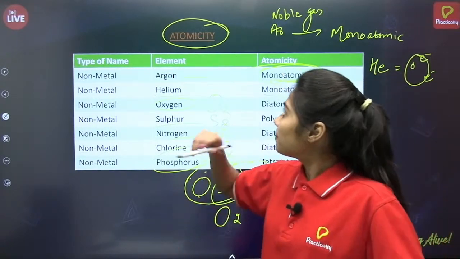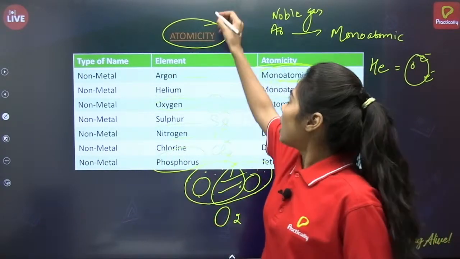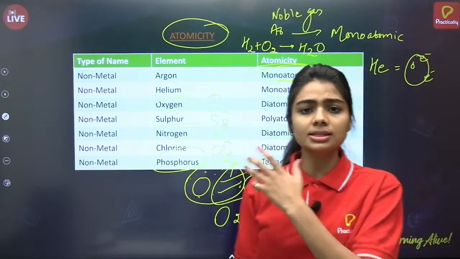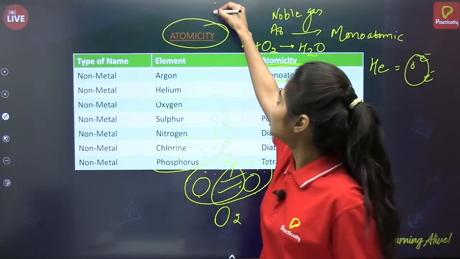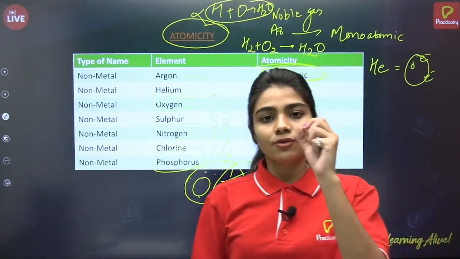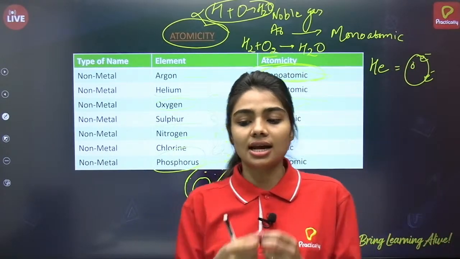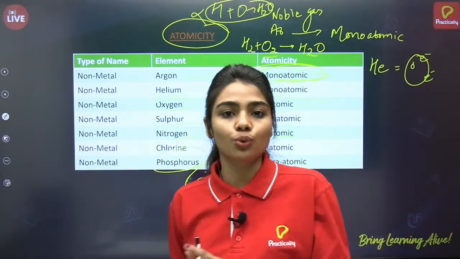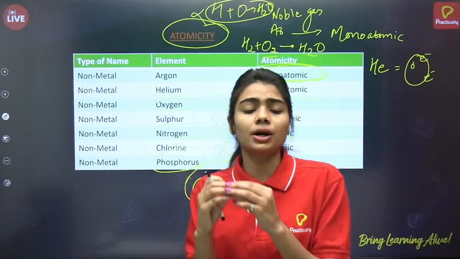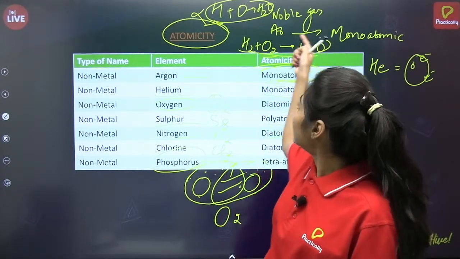So let's see an example of writing a chemical reaction. Whenever I want to write a chemical reaction for water, how will I write it? Hydrogen plus oxygen will give you water. I have not written hydrogen plus oxygen gives H2O. This is wrong. Why? Because hydrogen and oxygen are diatomic, so they will exist as H2 and O2, which give us H2O. So if you know the atomicity, you can write a particular element or compound in the right form. This is the correct equation.